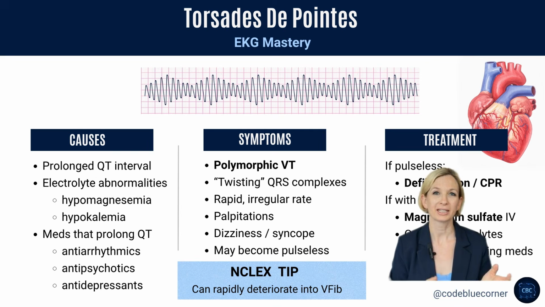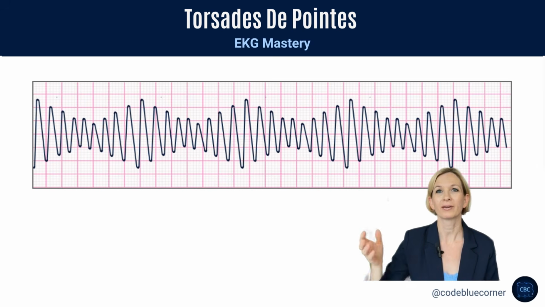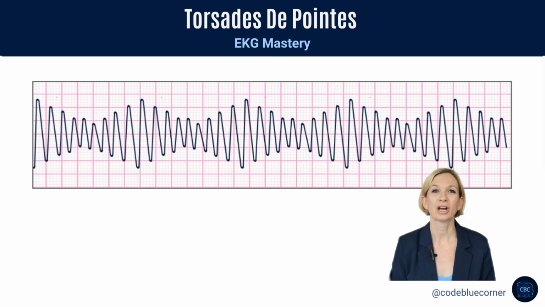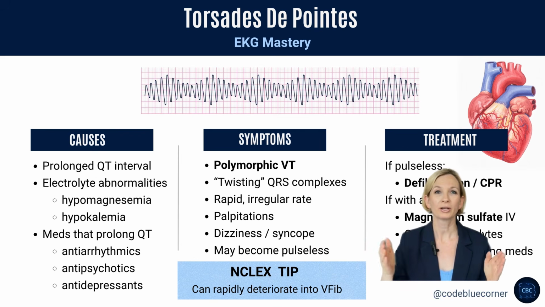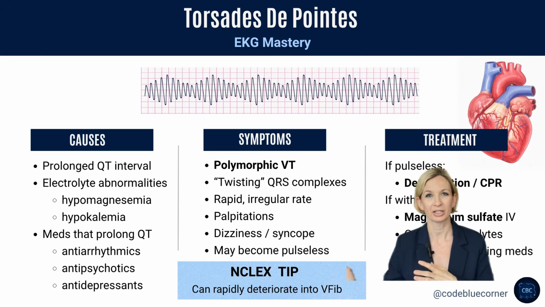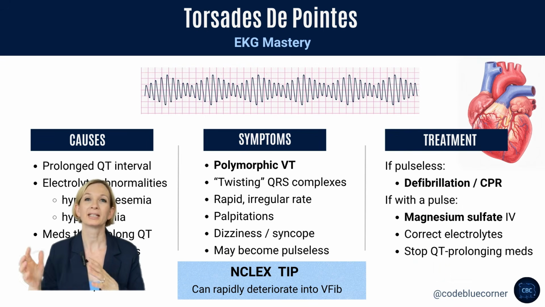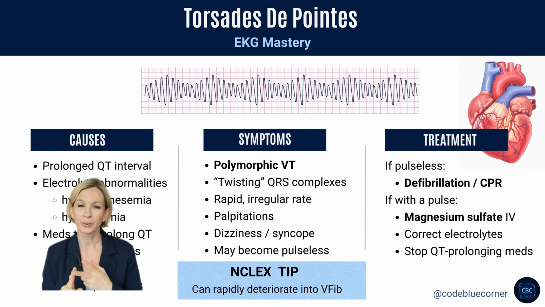This is Torsades de Pointes. It is a twisting form of polymorphic ventricular tachycardia. It is often caused by a prolonged QT interval. Think low magnesium, low potassium, also QT prolonging medications. If the patient is unstable or pulseless, defibrillate. If the patient is stable with a pulse, magnesium sulfate is the key.